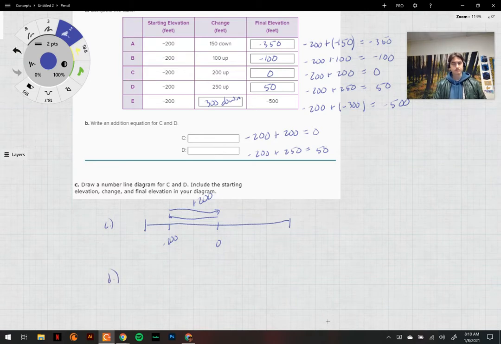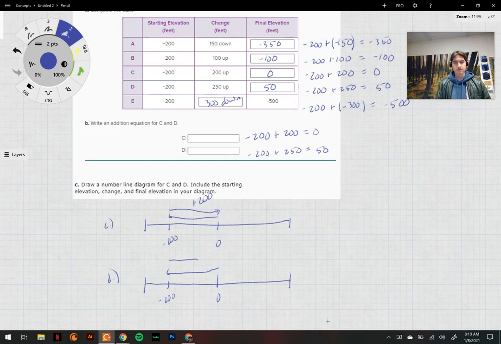Okay, for D, again, starting at 0, moving to negative 200, but I'm adding 250. So it's a positive change, and I'm going to be positive because 250 has a larger magnitude. So again, when we're trying to determine if my answer is positive or negative, you must look at the magnitude between your two values. So you need to find the difference, and whatever number has the largest magnitude, that determines the sign.